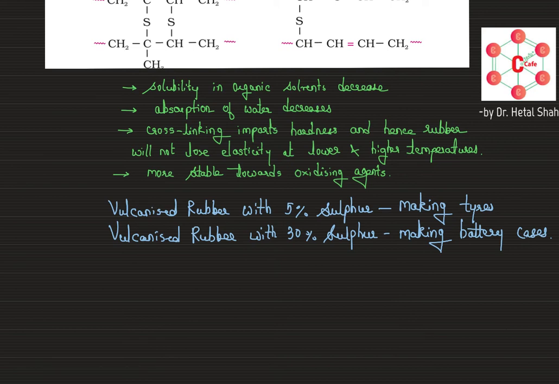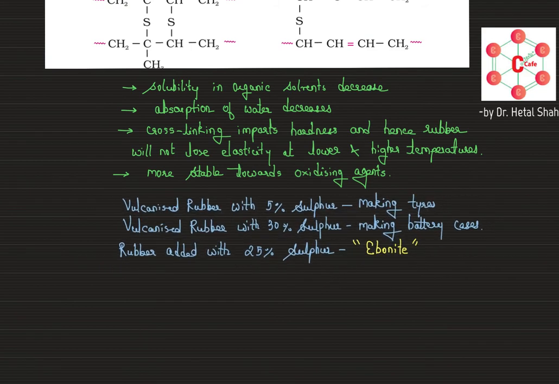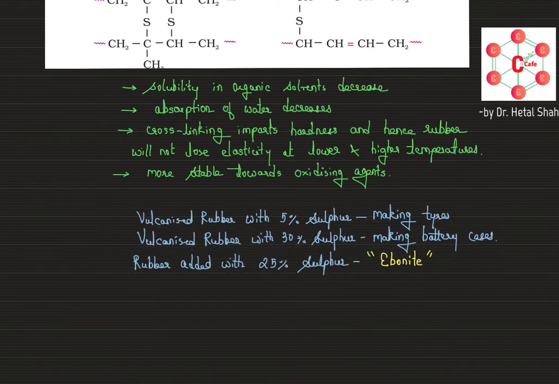We can also have rubber. This is a third category, rubber added with 25% sulfur. It also has a special use, but it is called ebonite. It is called ebonite. So these are some of the practical uses.